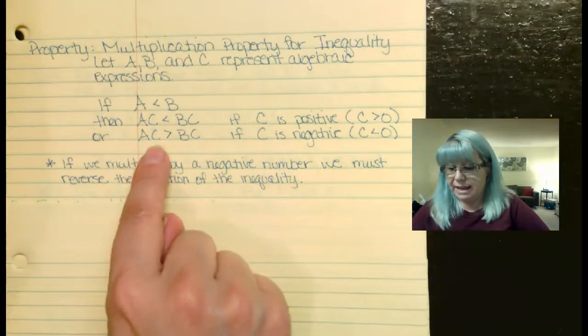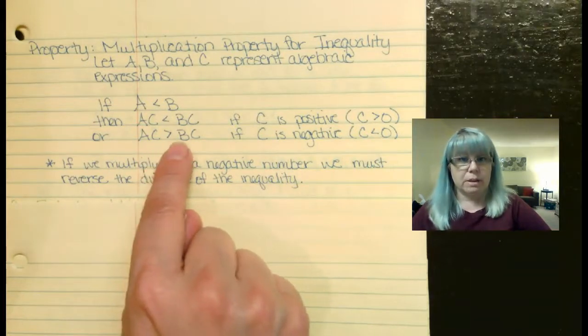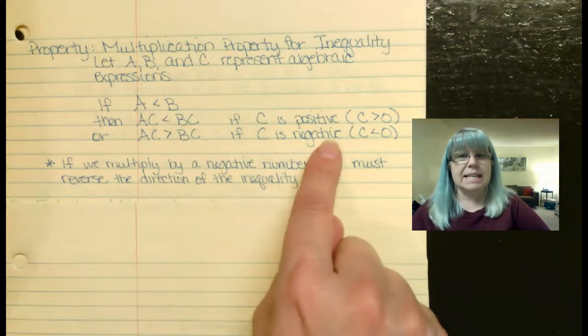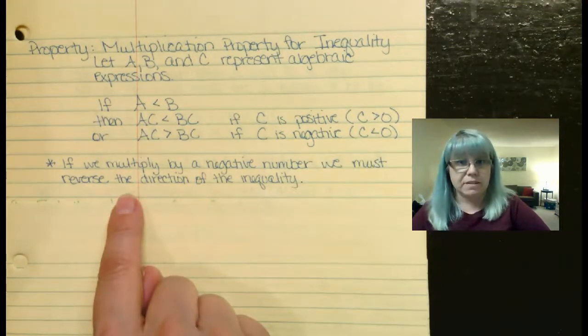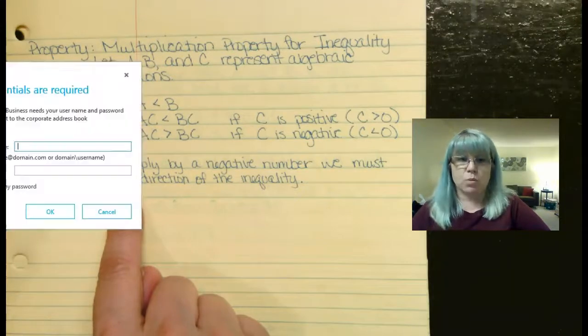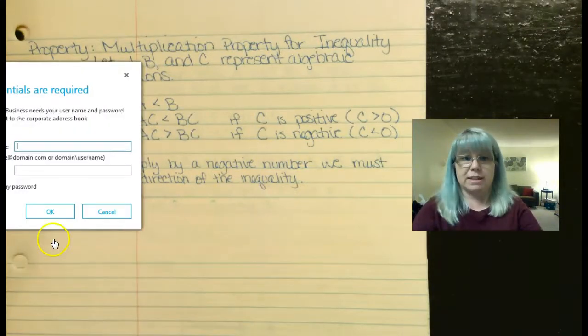Or A times C is greater than B times C if C is a negative number. In essence, if we multiply by a negative number to both sides, we must reverse the direction of the inequality symbol.